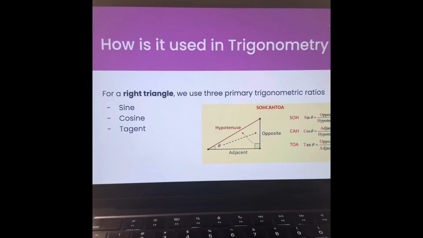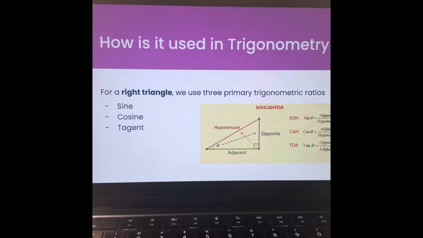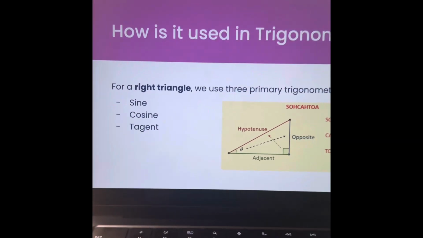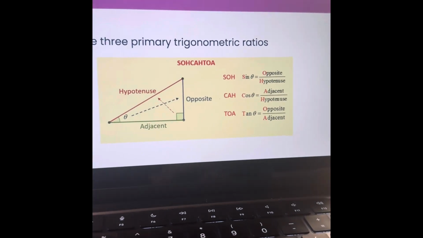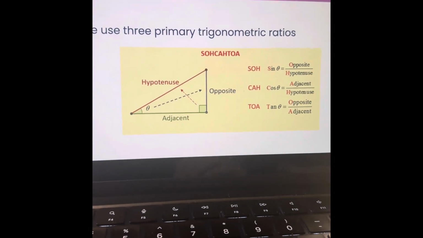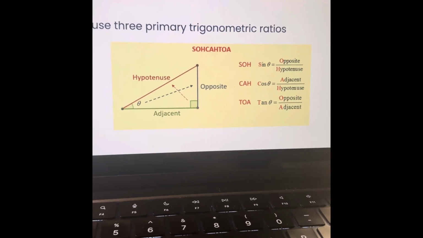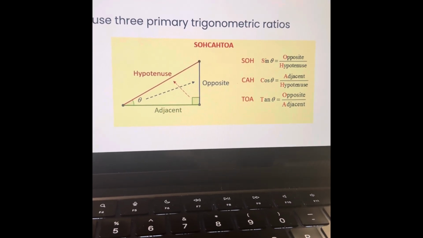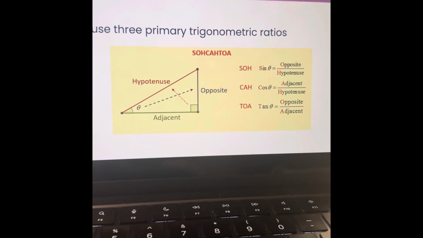How is it used in trigonometry? For a right triangle, we use three primary trigonometric ratios: sine, cosine, and tangent. So for sine, we have the opposite divided by the hypotenuse. For cosine, we have the adjacent divided by the hypotenuse. And for tangent, we have the opposite divided by the adjacent.